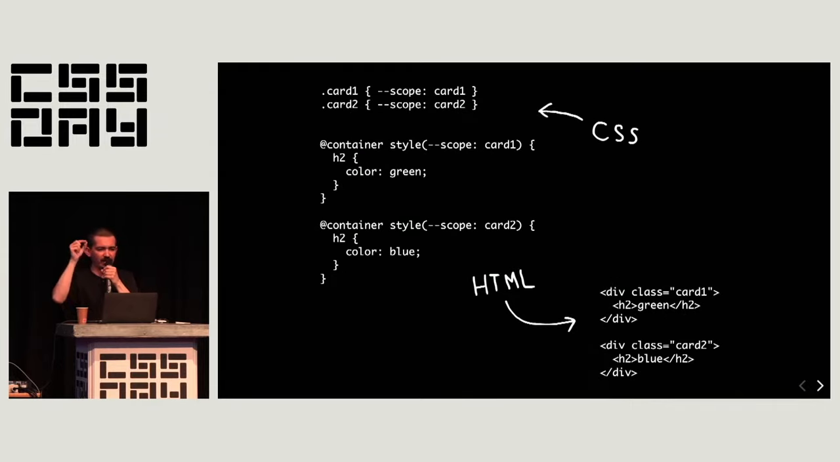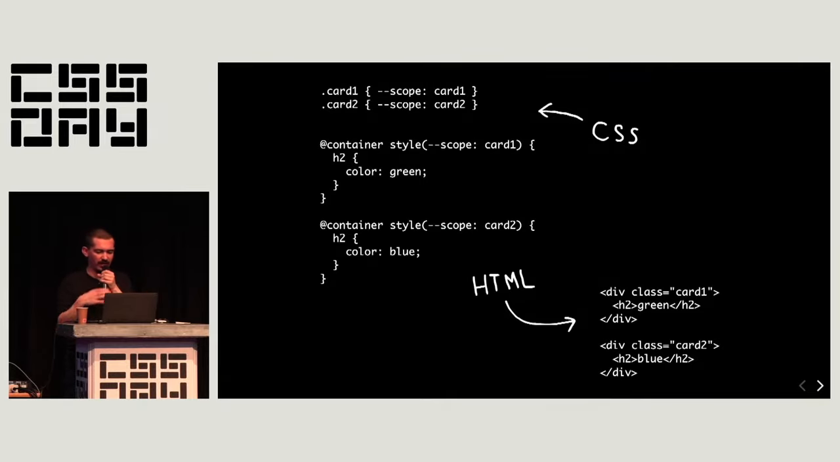And what's neat about that, I think, is that you can reuse some of those styles. So you can just say, I want the scope for card one to apply to this element or these elements or whatever. And it has kind of a mixing quality where you can take blocks of CSS and reuse them in that way. Kind of nice and composable.